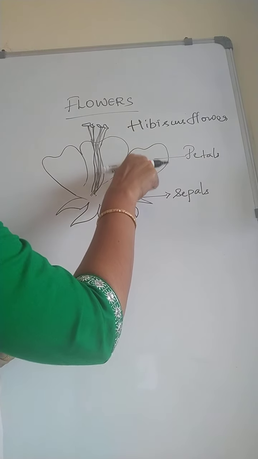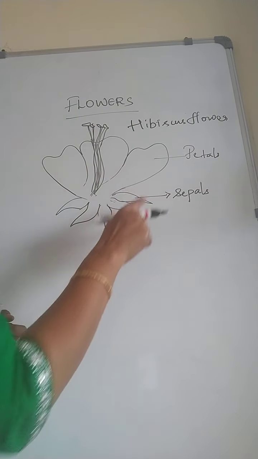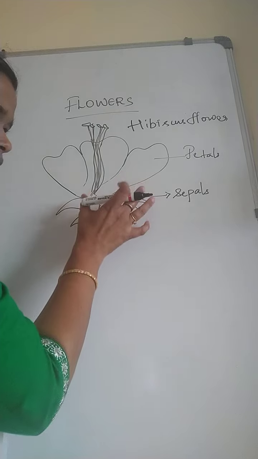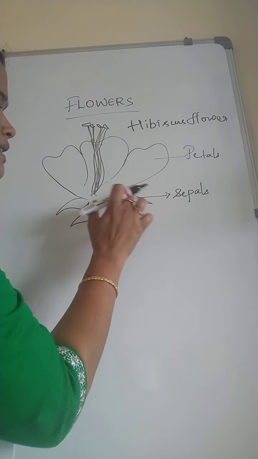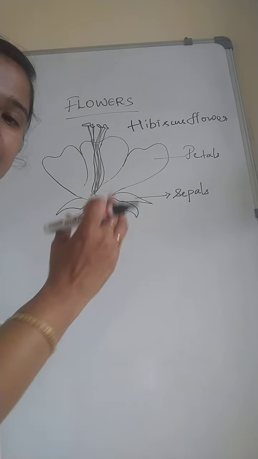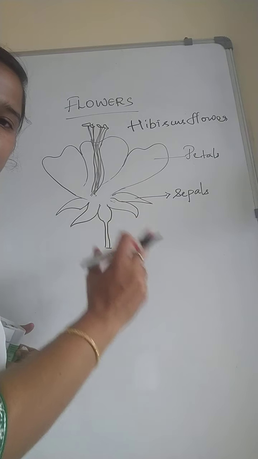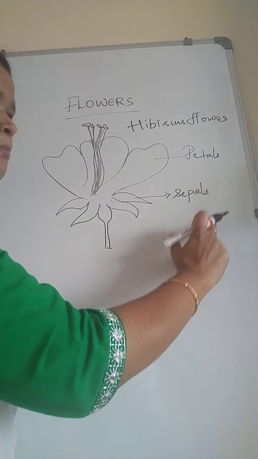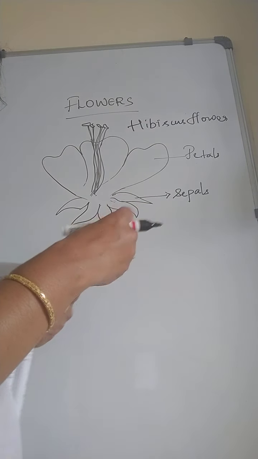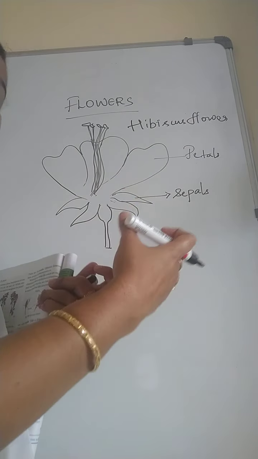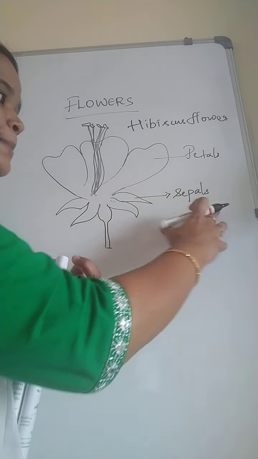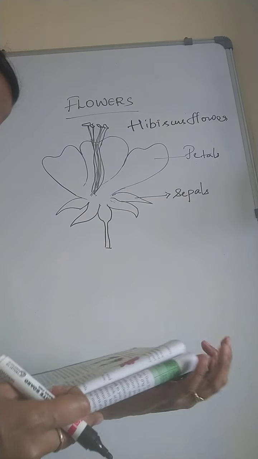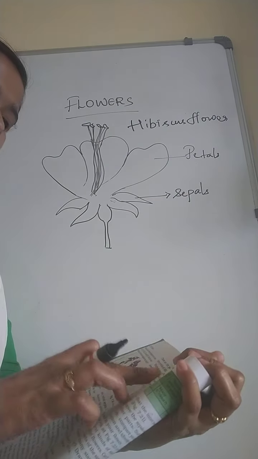One is the petals. These are called petals. Behind the petals you can see some green leaf-like structures, which are called sepals. Sepals and petals. The petals are colorful and the sepals are green. Okay. So these are petals.